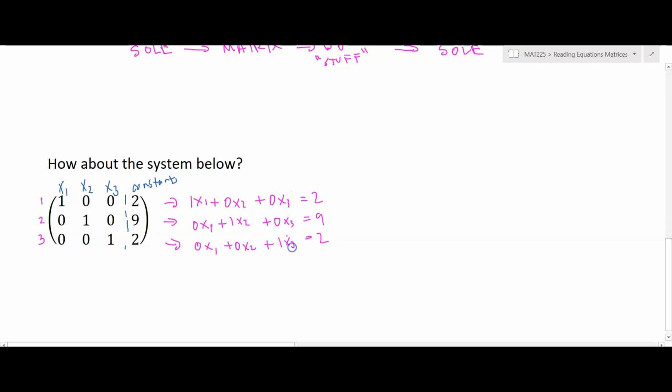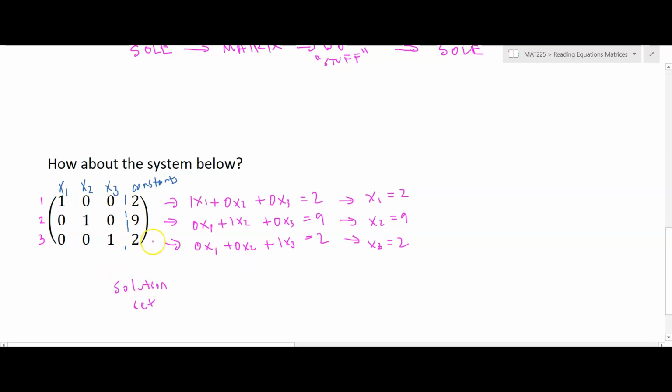Again, the name of the variables is arbitrary, you just have to decide on that up front, unless it's explicitly stated that the columns represent certain variable names. So in the first equation, of course, we don't need the 0x2 and the 0x3. What this really reads is that x1 is equal to 2. In the second line, we see that really this is just saying x2 is equal to 9. And this third row is saying x3 is equal to 2. So in fact, what we have here is a solution set.